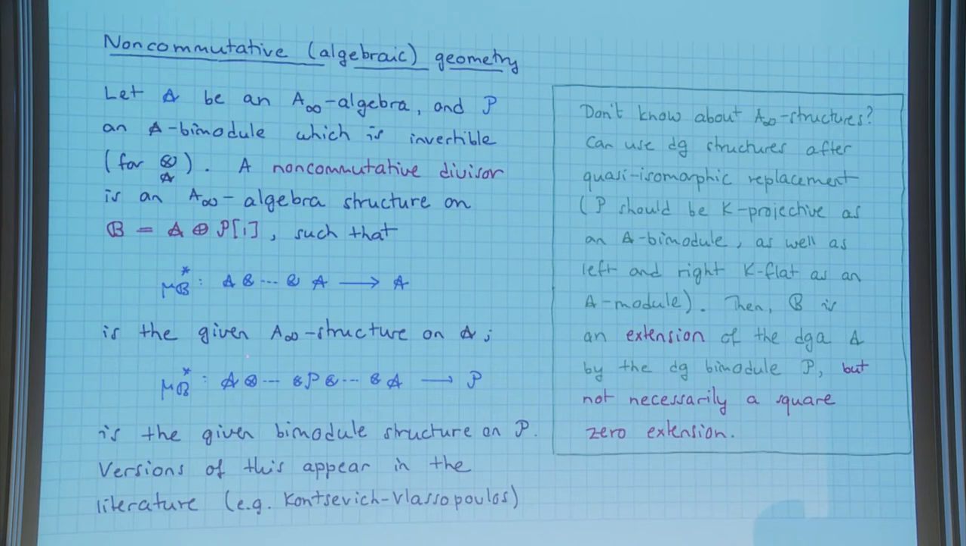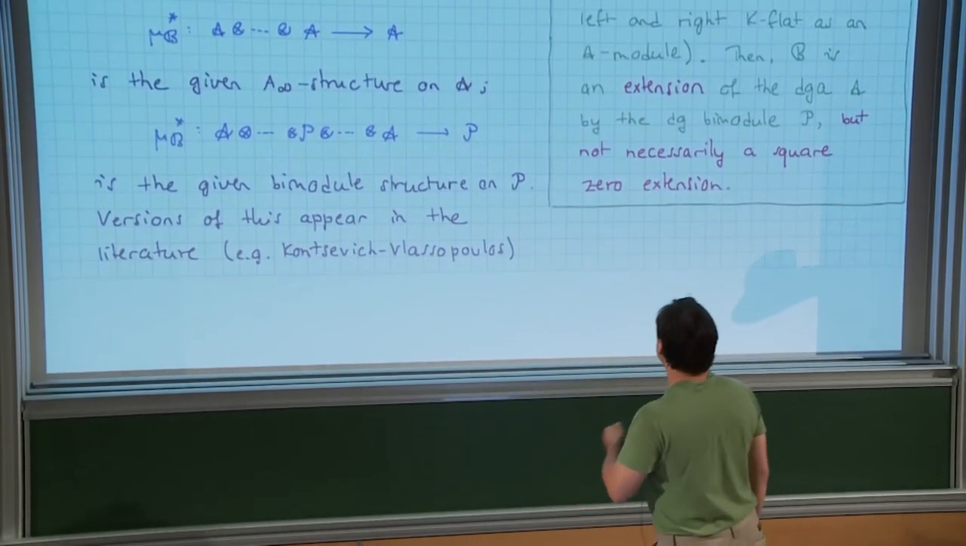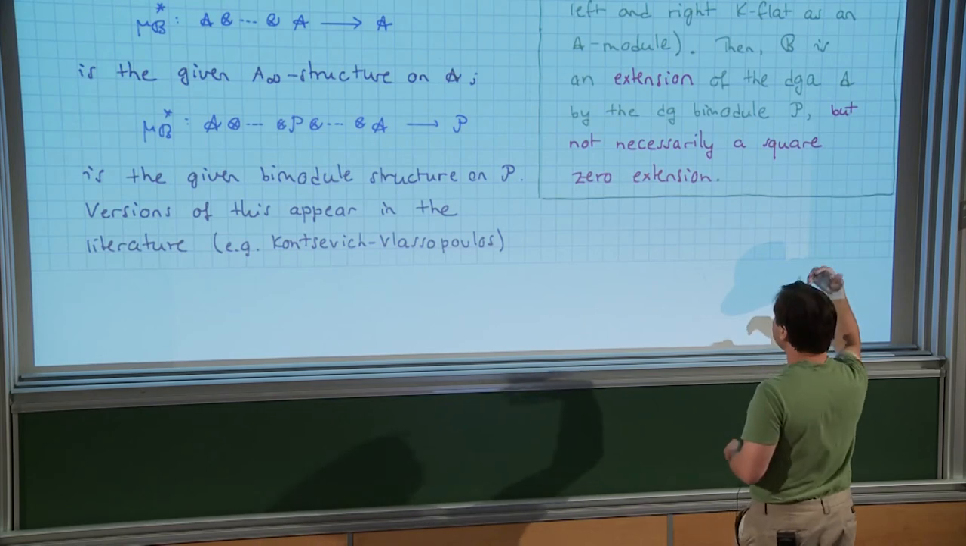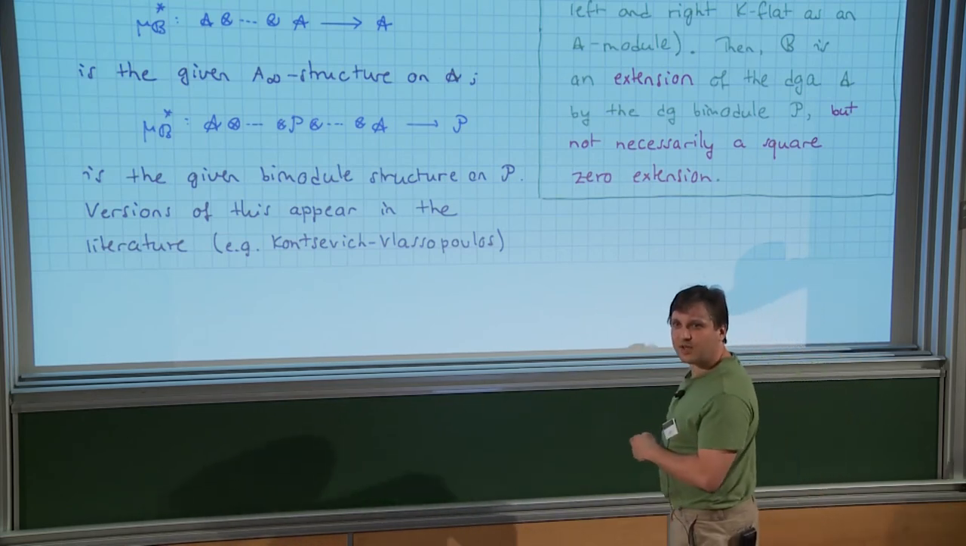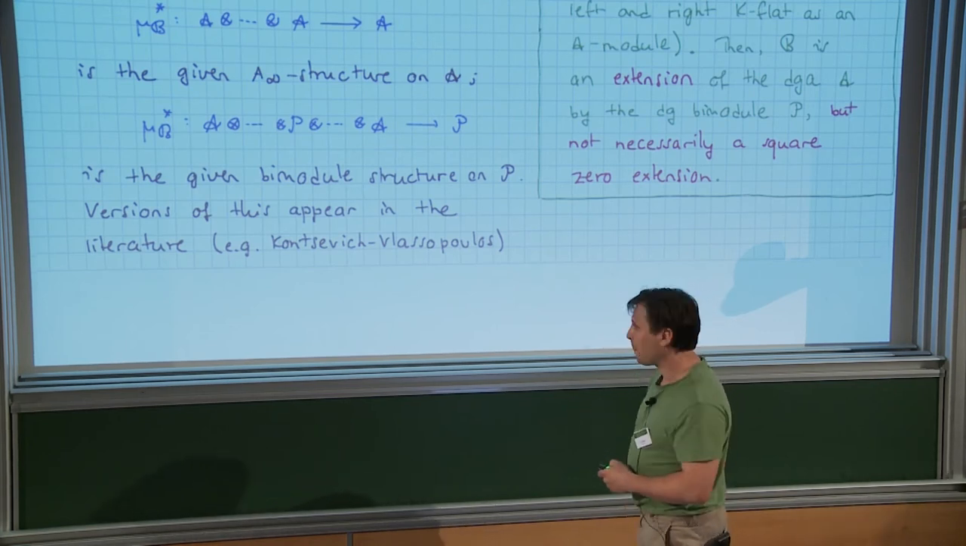The next simplest case would be to say I take all the inputs in A except one, and the one lies in P. So when you have one input in P, you could land in A or you could land in P. If you just consider the component that lands in P, it recovers the bimodule structure of P, okay? You could do the same thing in a more classical context here. So it's a kind of extension of this DGA by this DG bimodule. But it's not a square zero extension, okay? You can have operations which take several P's and output something non-trivial.